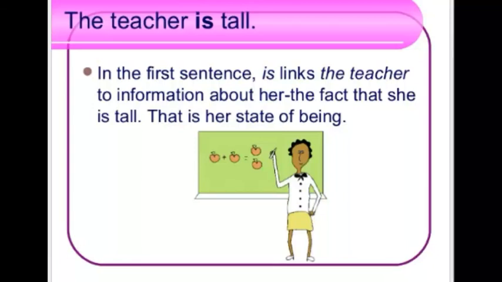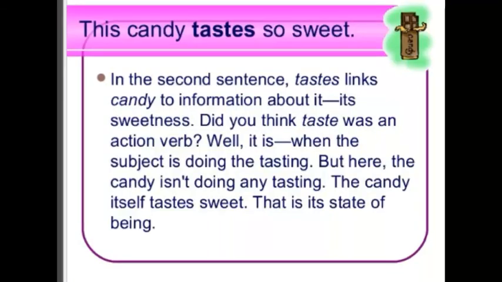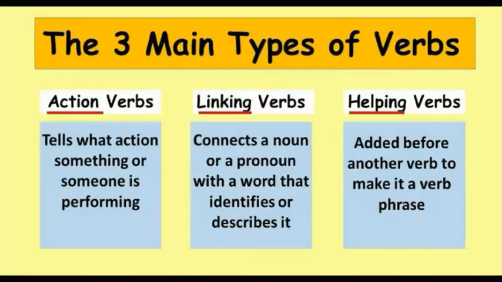Look at another example. This candy tastes so sweet. In the second sentence, tastes links candy to information about it, its sweetness. Did you think taste was an action verb? Well, it is when the subject is doing the tasting. But here the candy isn't doing any tasting. The candy itself tastes sweet. That is its state of being.